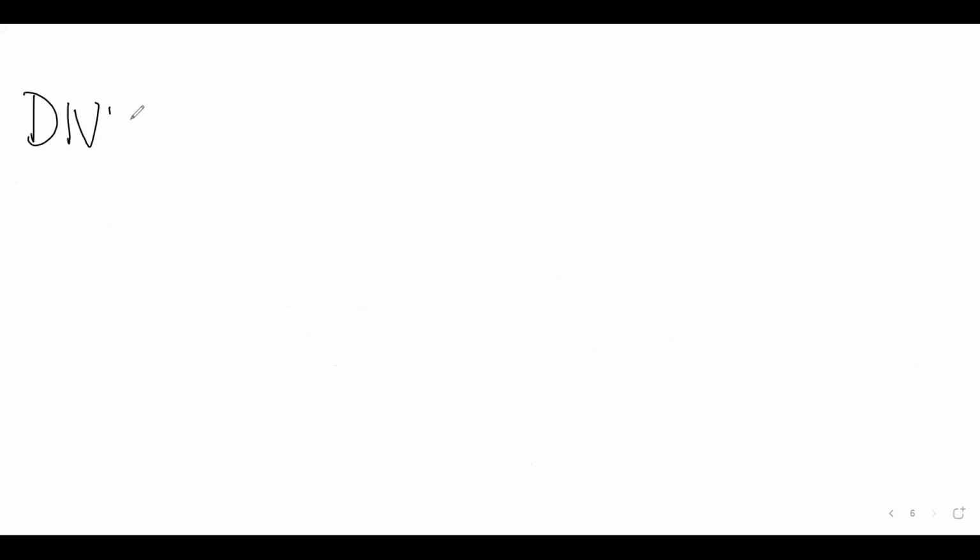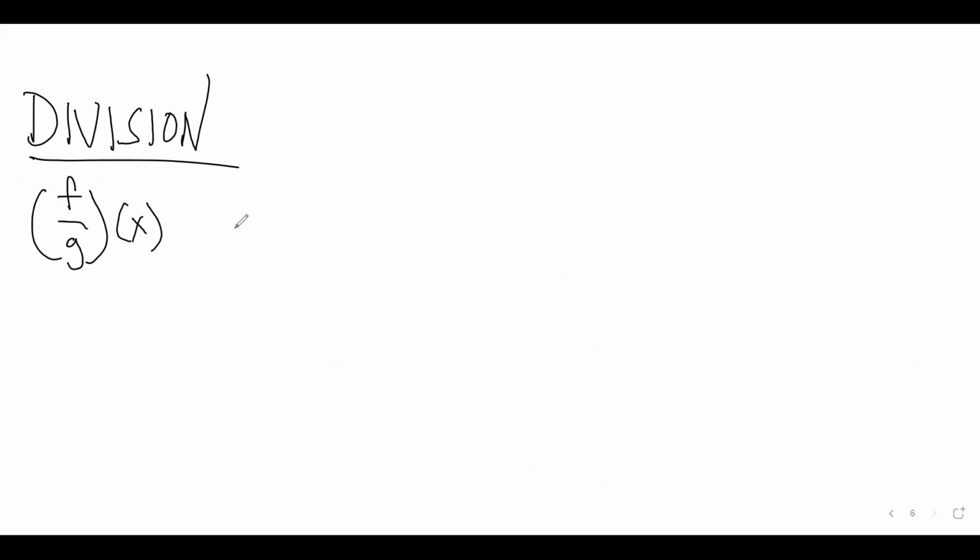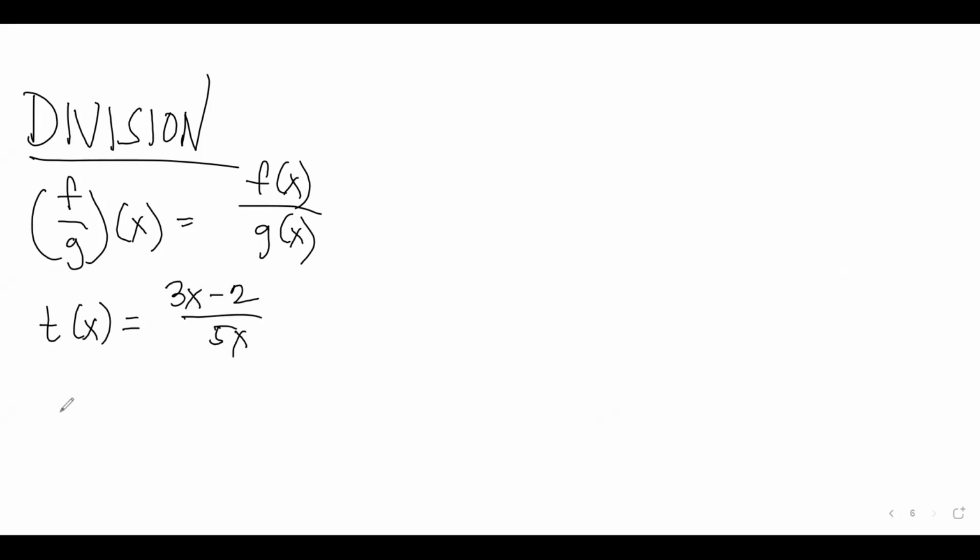O divide. So pag meron tayong f over g of x, meron tayong f of x over g of x. Okay? So kung meron tayong t of x, which is, let's say, sige, medyo hirap ng example, 3x over 2 over 5x, and meron tayong v of x, which is 1 over, wait na.